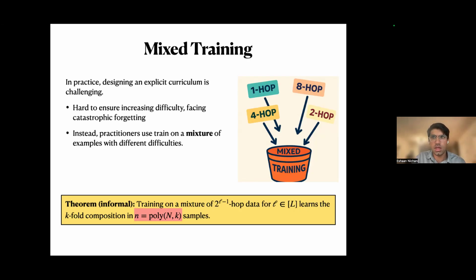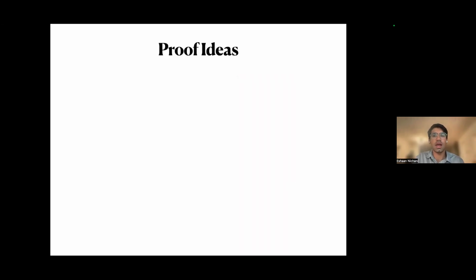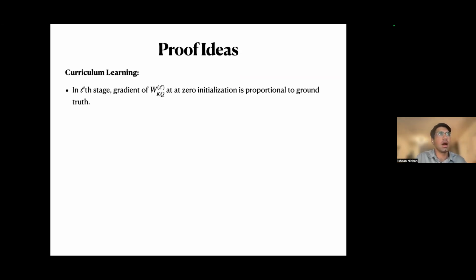Okay, so let me give a high-level proof idea. In the curriculum learning setting, in the Lth stage, i.e. this is predicting the hop 2 to the L minus 1 function, it turns out that just the gradient of the key query matrix at zero initialization ends up just being proportional to the ground truth. So it does exactly the operation of causing each token ij to attend to the correct other token in the construction that I described.